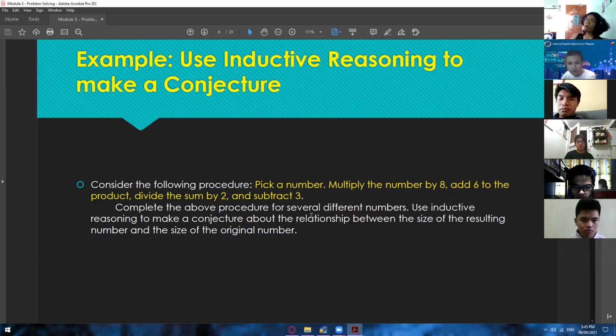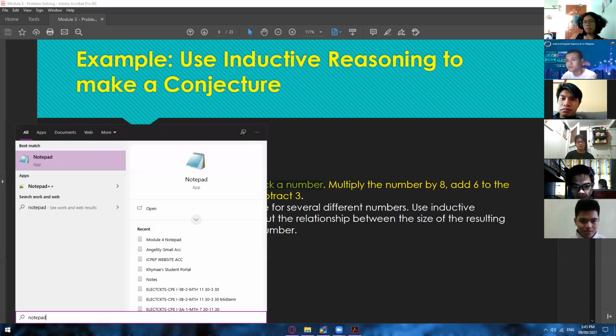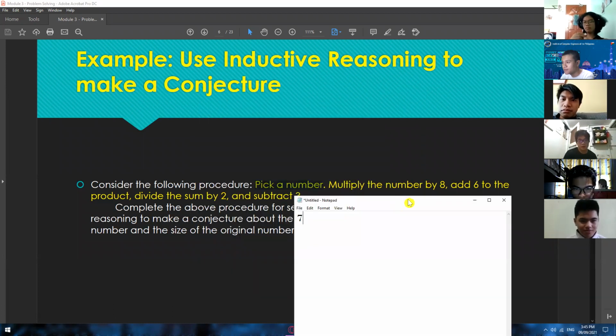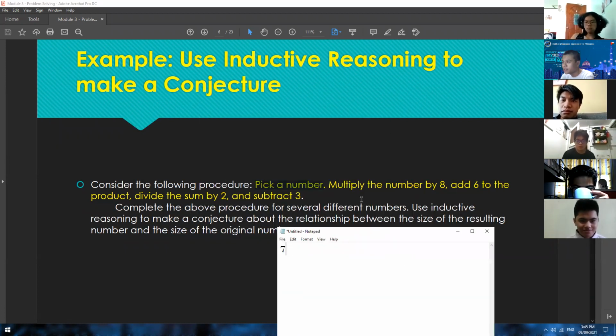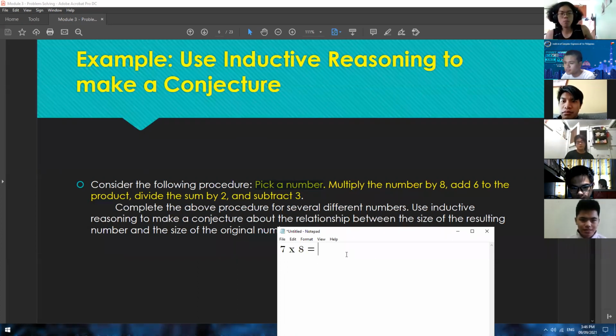Anyone who would like to suggest a number? Any number will do. 7. Okay, let's use a notepad. We have 7 as our original number. Next, we have to multiply that by 8. 7 times 8 is how many? 7, 14, 21, 28, 35, 42.